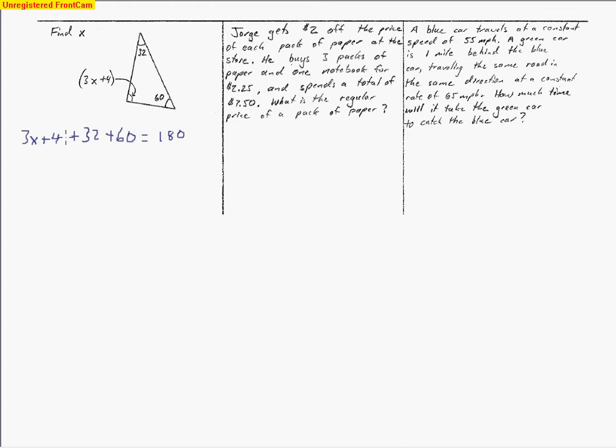So from this point I can go ahead and collect some like terms. I've got a positive 4, positive 32, and a positive 60. So we'll just start with these two. I'll bring down the 3x plus 36 plus 60 equals 180. Again, these two terms are going to combine together as 1. So I'm left with that 3x plus 96 equals 180.